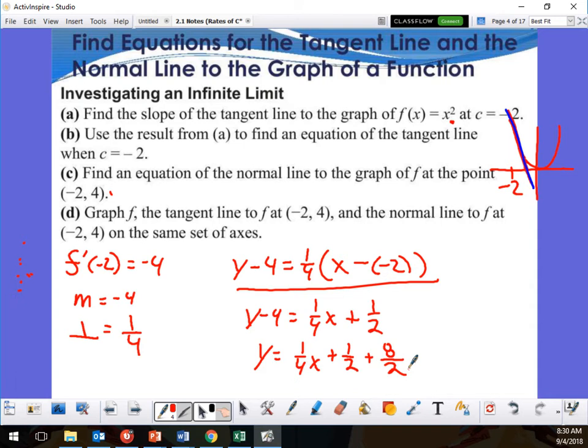You guys okay on that one? Okay. All I did is I made it have a common denominator, right? 8/2 is still 4, isn't it? Okay, so now I can put those together. So that's going to give me y equals 1/4 x plus 9/2.